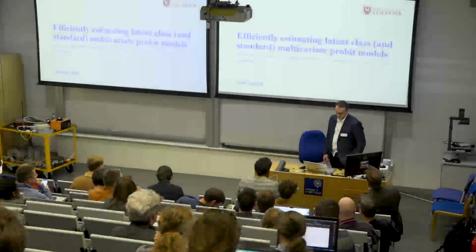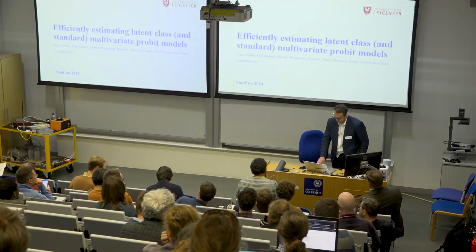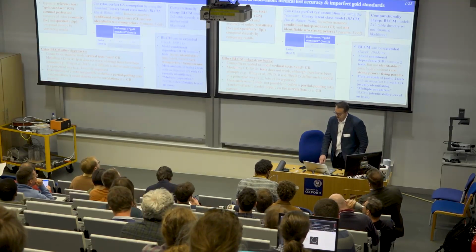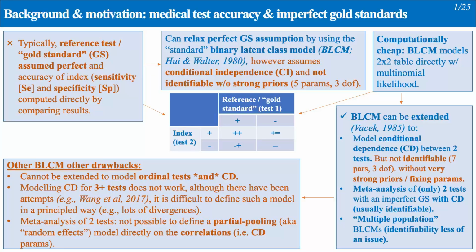So I'm going to be talking about a project I've been working on for about a year or so, which is about estimating multivariate probit models. So just to give some background, usually in medicine we estimate test accuracy by assuming that there's a gold standard test, which is assumed to be like 100% accurate.